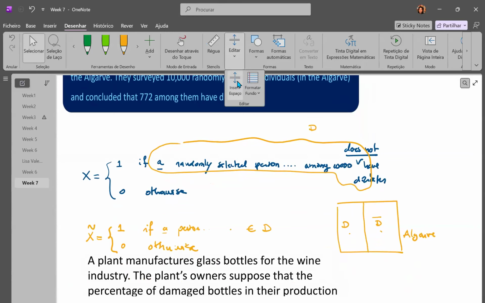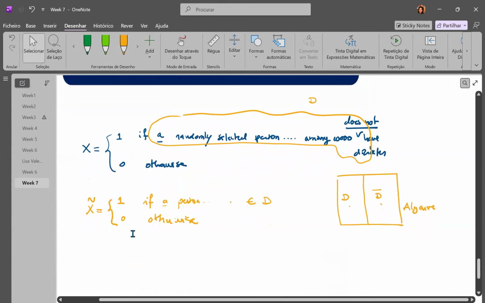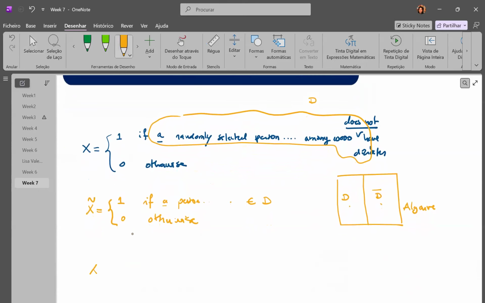What I'm saying is, look at that. X tilde is simply 1 minus X. Do you agree? That's all it is. It's a kind of inverse. Can you see that?